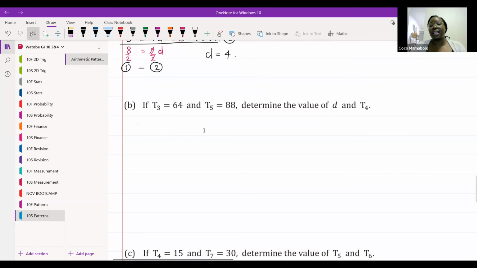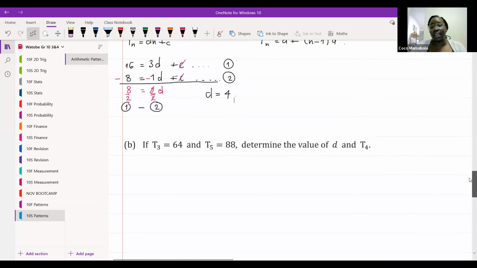All right, here's the next one. Now, watch what they've done here, guys. Now they haven't given us our first term. They haven't given us our second term. They've given us two completely different terms. Right? All right, so we're going to start with this one over here.